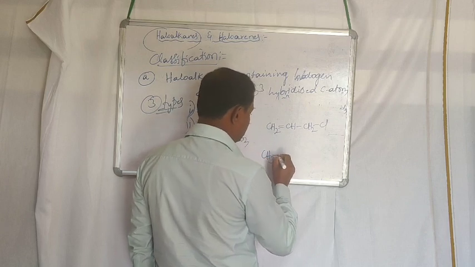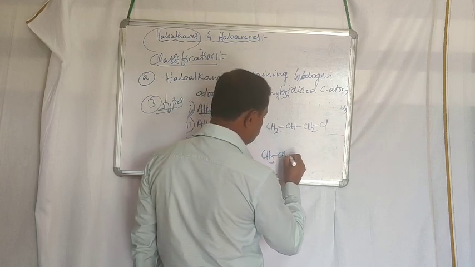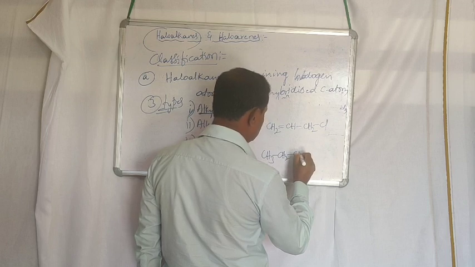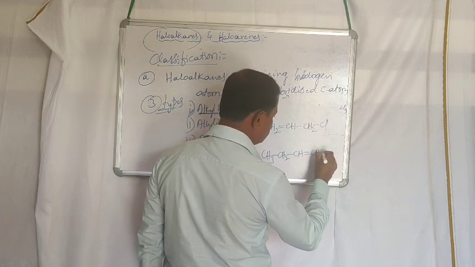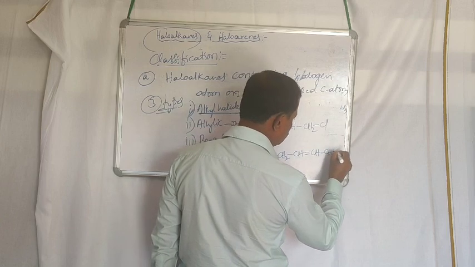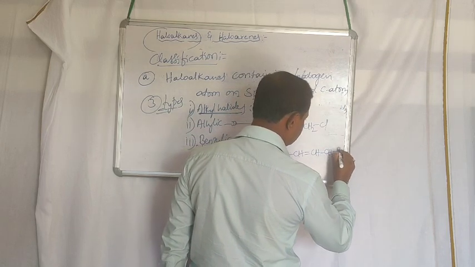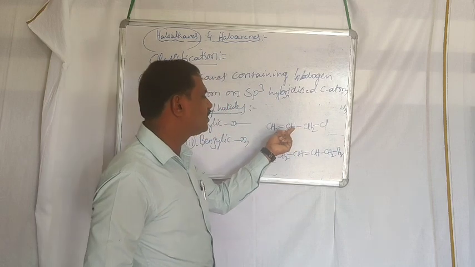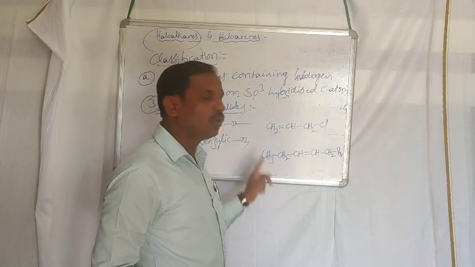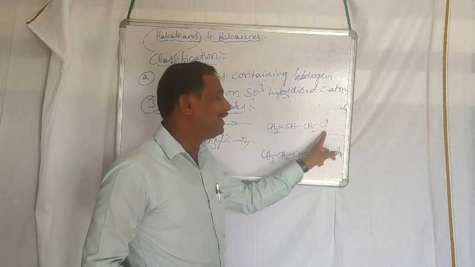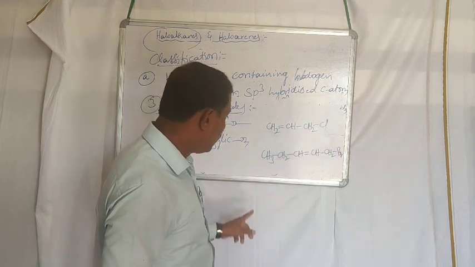CH3, CH2, CH double bond CH, CH2, Br. What is the IUPAC name of this compound? It's very simple. 1, 2, 3. 3 chloro prop 1ene. 3 chloro prop 1ene.